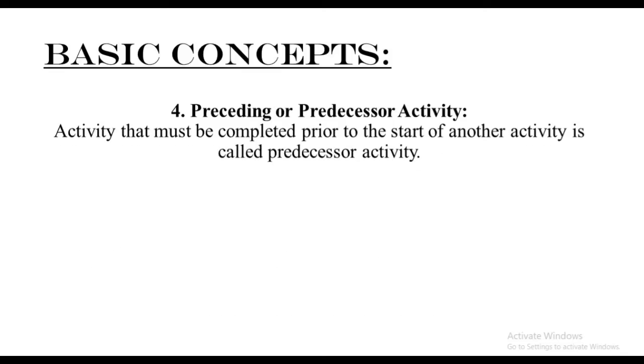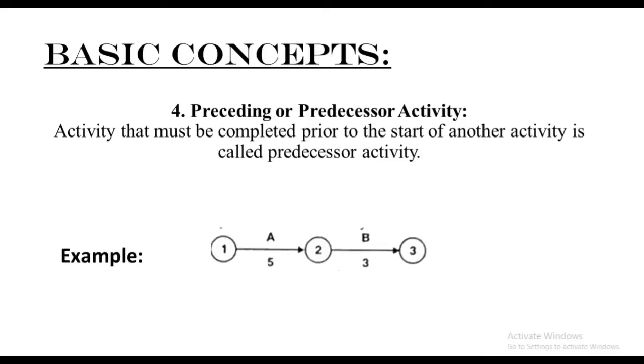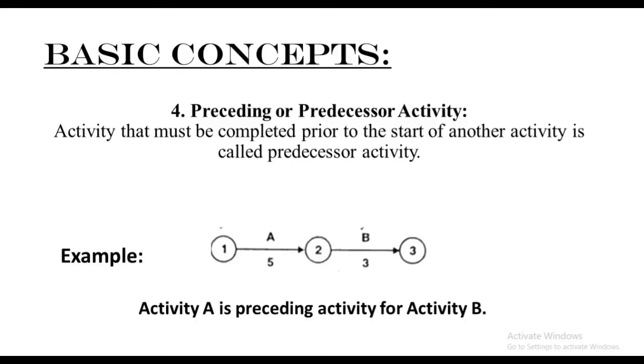The next is known as the preceding activity. An activity that must be completed prior to the start of another activity is called the preceding activity. Example: in the same diagram where we have activity A and activity B, activity A is the preceding activity for activity B. It means in order to start activity B, you will first need to complete activity A.